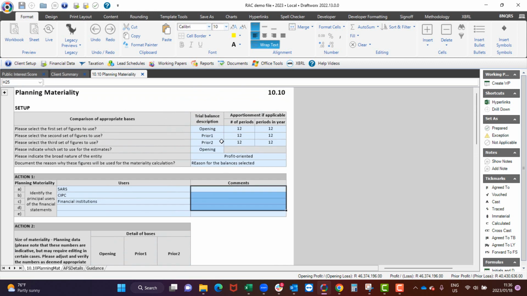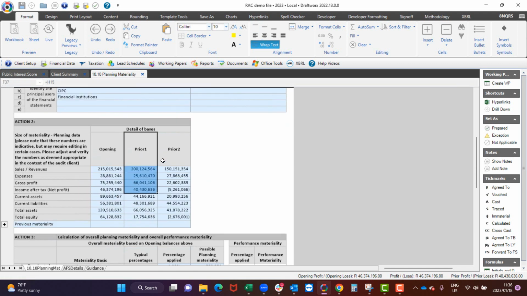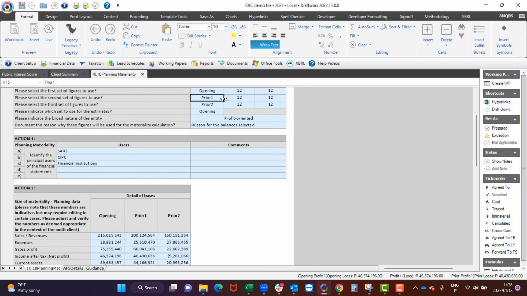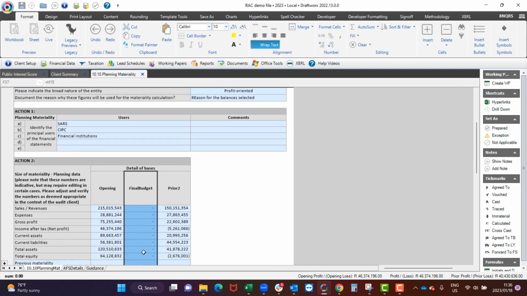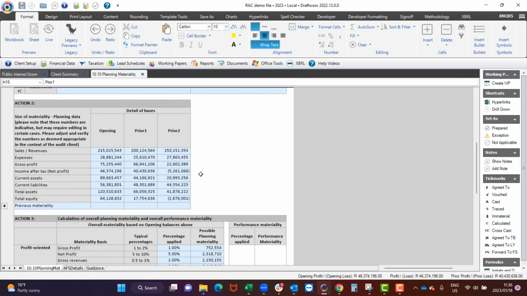Cool. So based on my selection of my set of figures to use, opening, prior 1 and prior 2, my figures will pull in from the TBs. Okay, if for example I select to use final budget, for today I did not import any final budgeted figures, so that will be blank. Okay, so I'm going to keep that as my prior 1 figures.